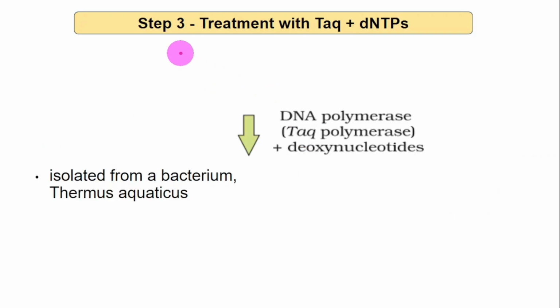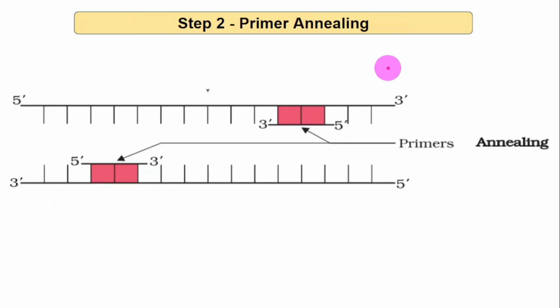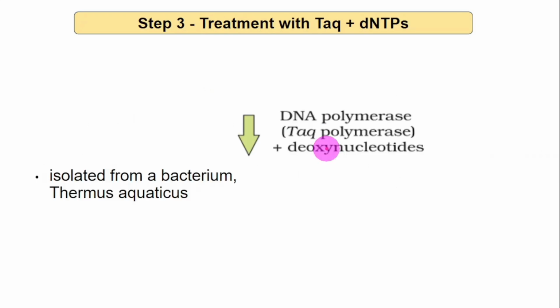Then step number 3 is treatment with Taq and dNTPs. Taq polymerase is a DNA dependent DNA polymerase. It will associate at the 3' end. The source of this Taq polymerase is Thermus aquaticus. Now this is an in vitro technique, and we need a polymerase which is thermostable. Thermus aquaticus is a thermophilic bacterium. It not only survives, it thrives in high temperature. So this particular polymerase is isolated from this bacterium, and it has been extremely useful in the PCR technique.